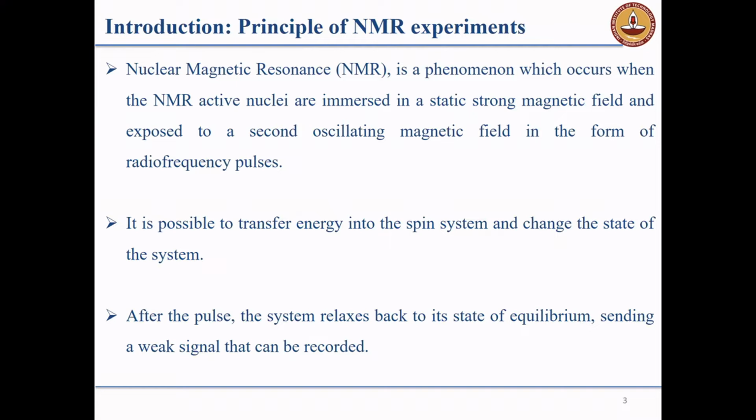NMR, nuclear magnetic resonance, is a phenomenon in which, when NMR active nuclei are present in a strong magnetic field, the nuclear energy levels split. That is called Zeeman nuclear splitting. At that time we pass radio frequency. The lower energy nuclei absorb the radio frequency and go to the higher energy state. After the radio frequency, the system relaxes back to its state of equilibrium, sending a weak signal that can be recorded. This is the principle of the NMR spectrum.